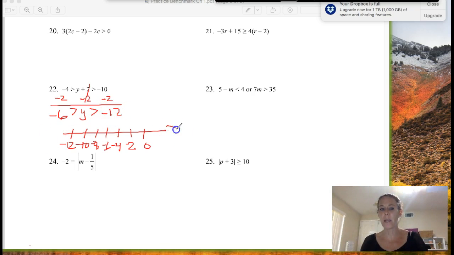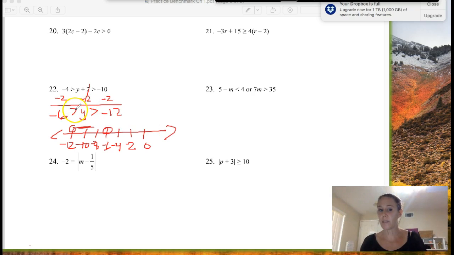So on a number line, that would look like this. Here's -6. I'm going to put an open circle because it's not less than or equal to, it's just less than. And here's -12. I'm going to put an open circle there. Y is greater than -12, so I would go this way on the number line. And my arrow would go forever this way.